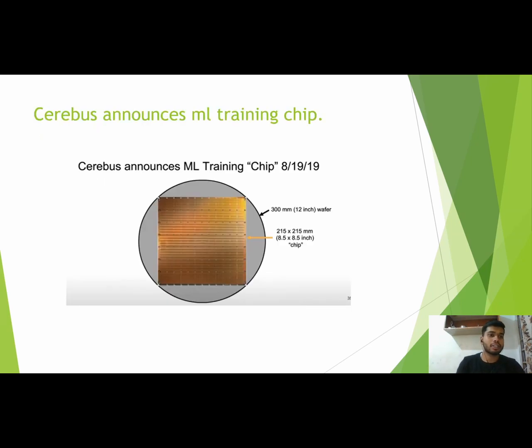There is the startup Cerebras, which announced an ML training chip of 300 millimeter, an entire wafer size of 12 inches, with a size of about 8.5 by 8.5 inches. So this is what Cerebras has planned for its ML training chip.